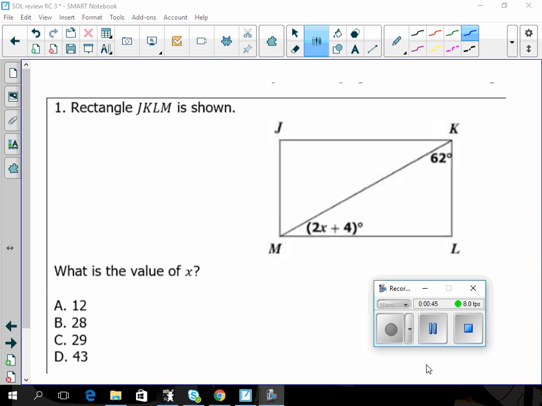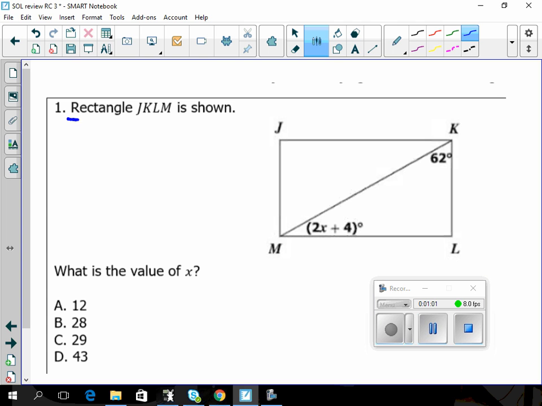So we will have the retake on both of these on Friday during class. So no need to come after school or before school. We'll do it during class just on quadrilaterals and polygons. So let's start with number one.